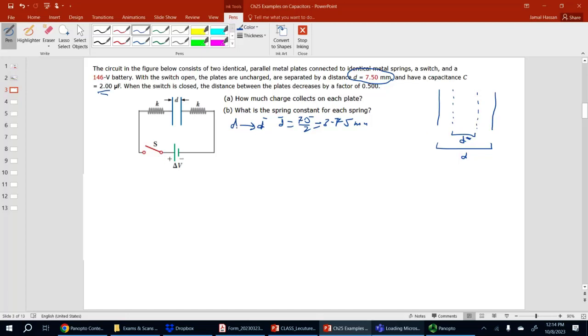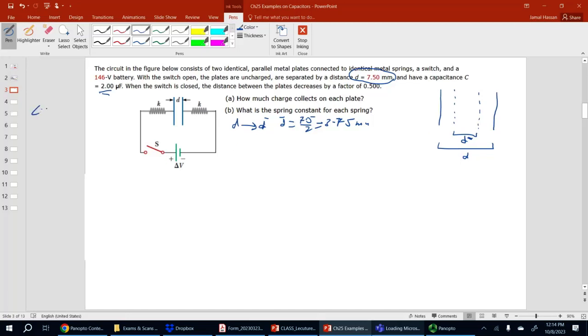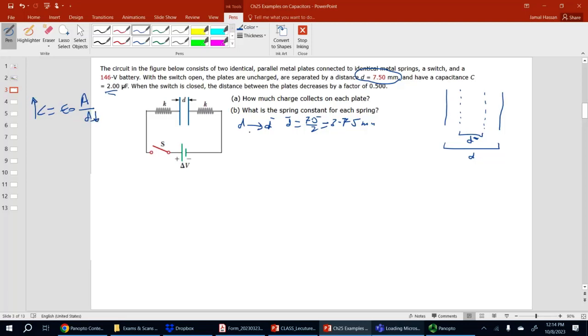Okay, so according to this equation, let's put it here. C is equal to epsilon naught, this is for parallel plate, A divided by D. So D goes to half, means C has to double, right? So the new C also will be double. So C prime is equal to 2C, which our C is 2 micro, so this we have 4 microfarad.